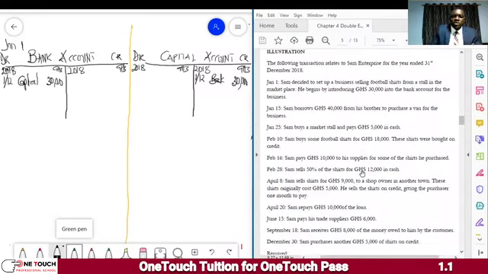Good. The next transaction is that on January 15, Sam borrows 40,000 from his brother to purchase a van for the business. Sam borrows 40,000 from his brother to purchase a van for the business. So how do we record this transaction?